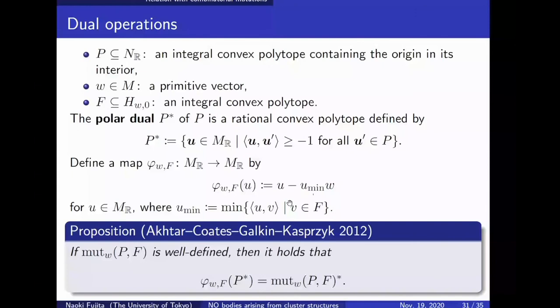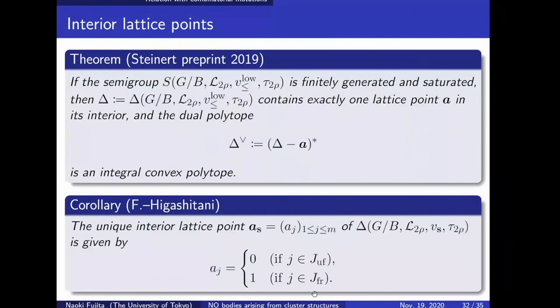Then, Galkin and Cospit proved in the original paper on combinatorial mutations that this phi_{W,F} is the polar dual of the combinatorial mutation. Now, let us go back to the setting of Newton-Okounkov bodies. Steinert proved that, let us consider the anti-canonical bundle of G over B. L_{2ρ} is the anti-canonical bundle.